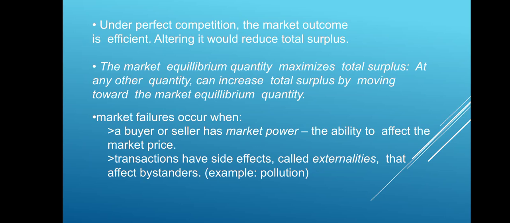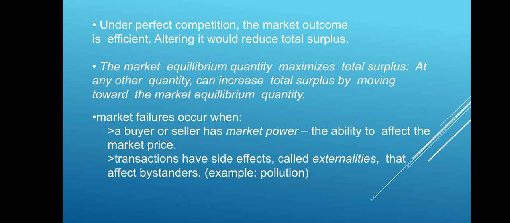Under perfect competition, the market outcome is efficient. Altering it would reduce total surplus. The market equilibrium quantity maximizes total surplus. At any other quantity, we can increase the total surplus by moving towards the market equilibrium quantity.